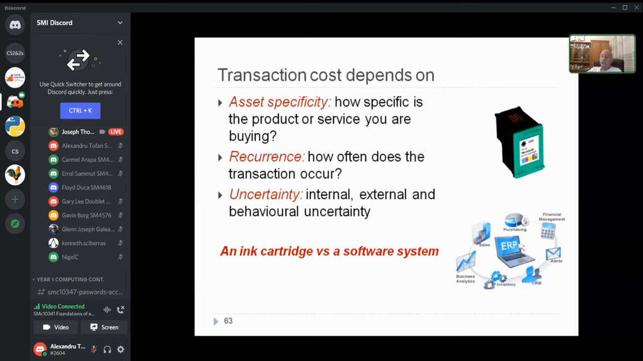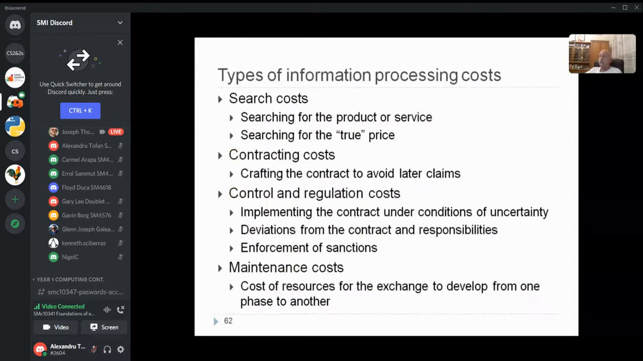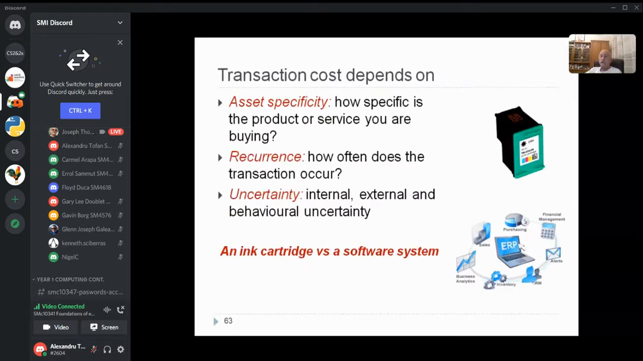Now, the transaction cost will depend. Not all transactions will have those 4 types of costs. Right? If you're buying a tin of beans from a supermarket, you're not going to incur any of those costs. But the transaction cost will depend on three attributes. First of all, how specific is the asset? How specific is the product or service you are buying?